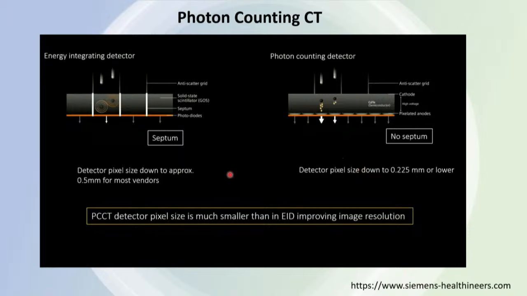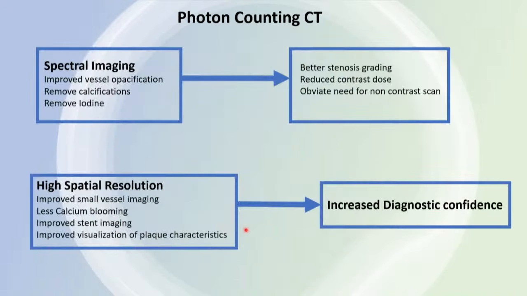And this is just showing that because of the lack of the septa, the detector pixel size is much smaller than in the EID detectors. So spectral imaging, just so that you know, that's based on the energy information of the different photons, can lead to better stenosis grading, reduced contrast dose, and you can actually generate non-contrast scans from contrast scans by eliminating iodine.